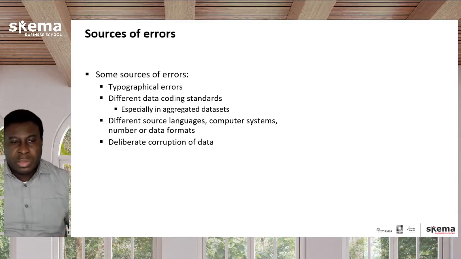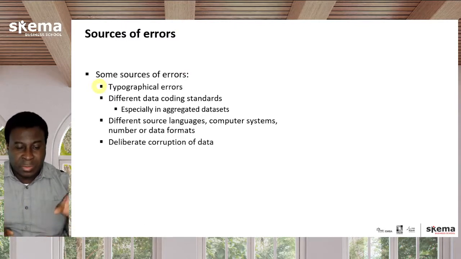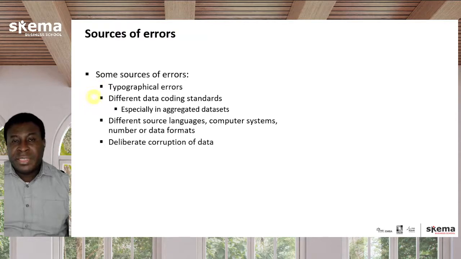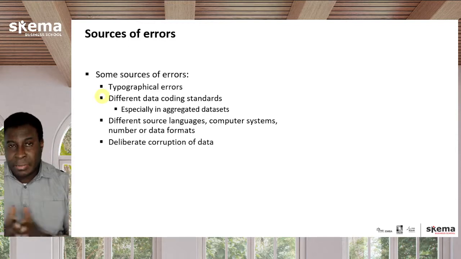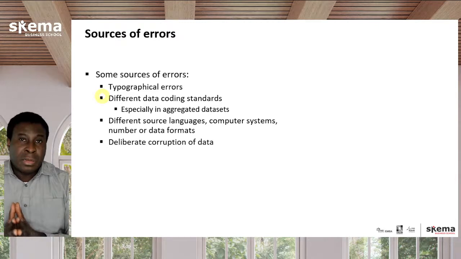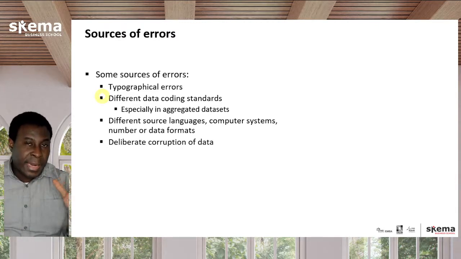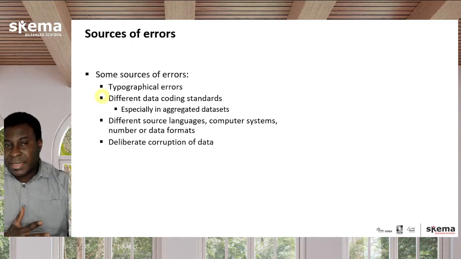Some various sources of errors might be typographical errors, meaning that someone just typed a C instead of a V and so on, letters next to each other, or typed a 7 instead of a 6. Then there are different data coding standards. This mainly comes into play when different datasets are brought together, but might have different ways of coding the same thing. For instance, maybe a North American dataset takes some data from Canada and then combines it with some from the United States.